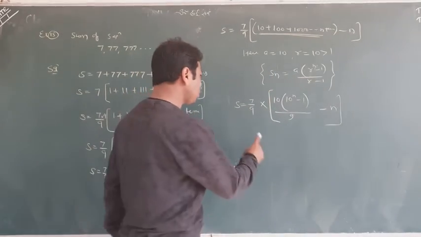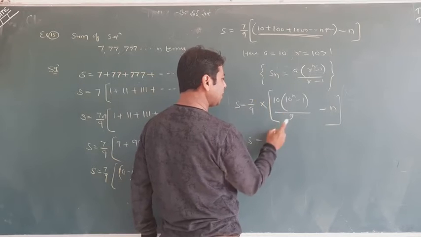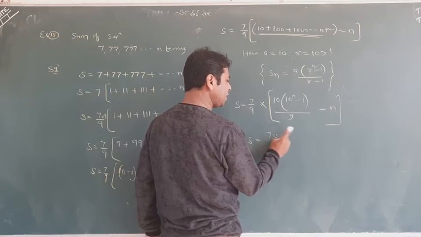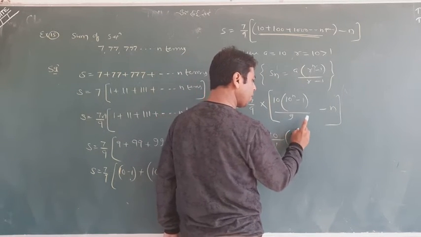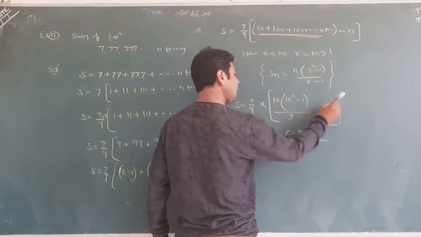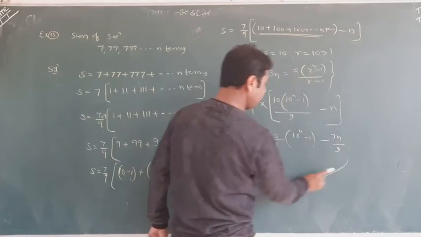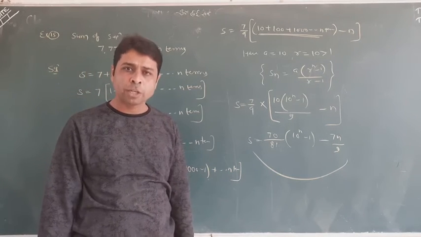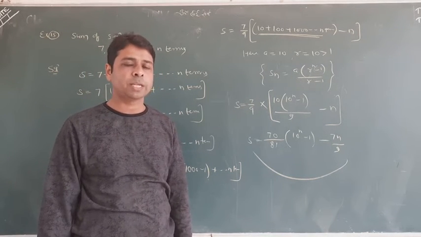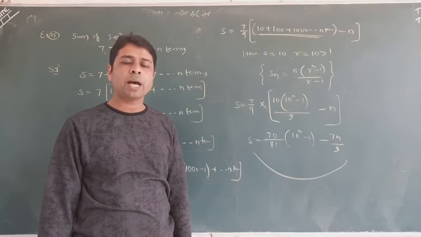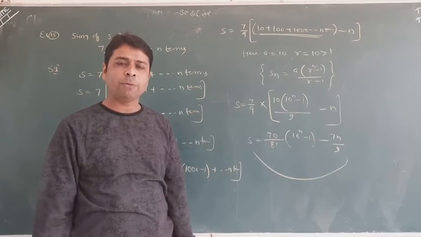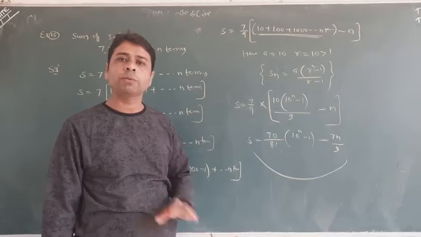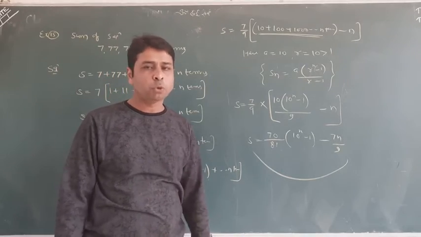You can modify that a bit. Multiply 7 by 9 inside the bracket: 70 upon 81 times 10 to the power n minus 1, minus 7n upon 9. It is your answer in terms of n, because you are told to find the sum of n terms of the sequence. Whenever the sum of n terms is asked, your answer will definitely be in terms of n. So this is your answer. This is one of the very good questions for the exam. So do the practice.